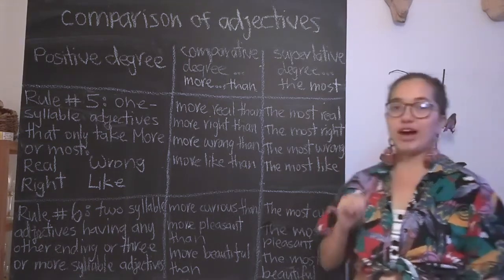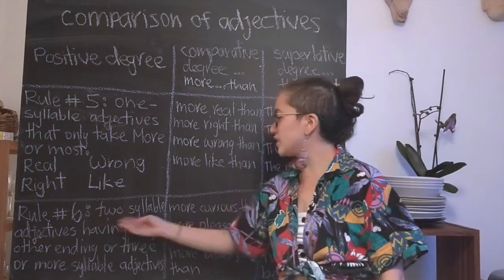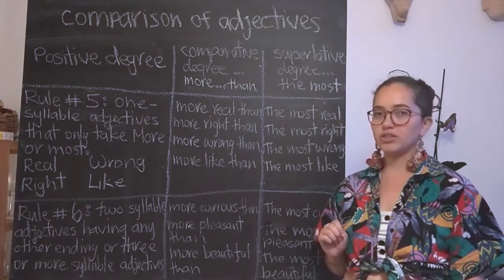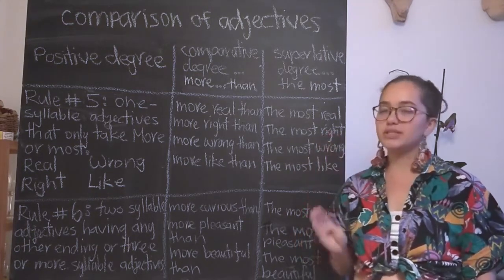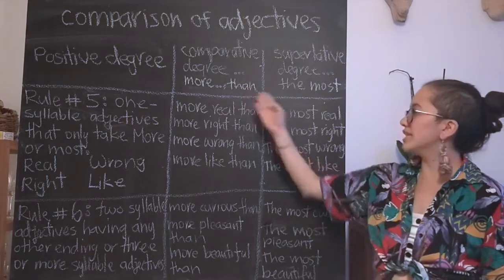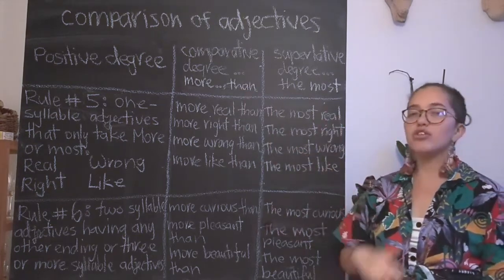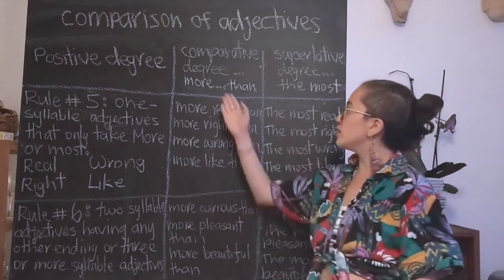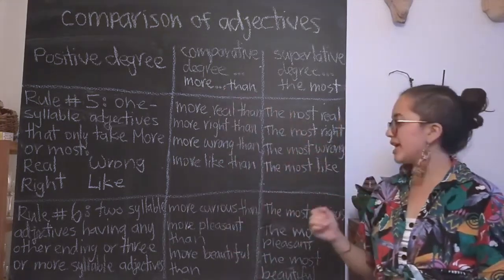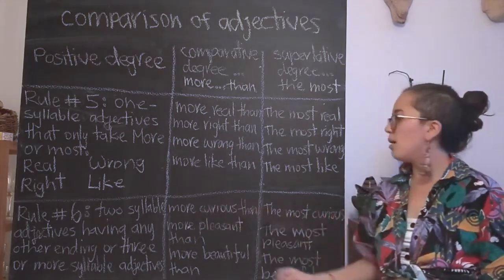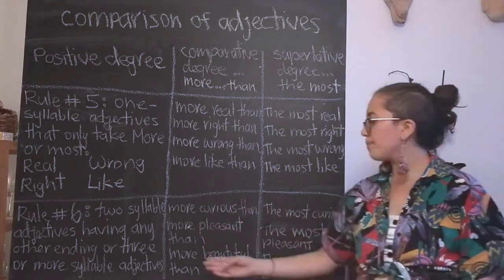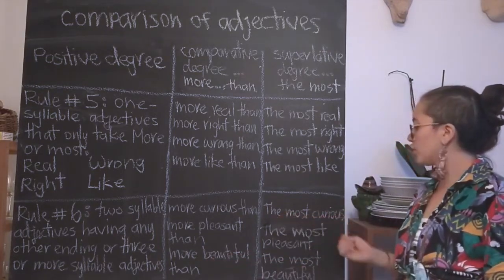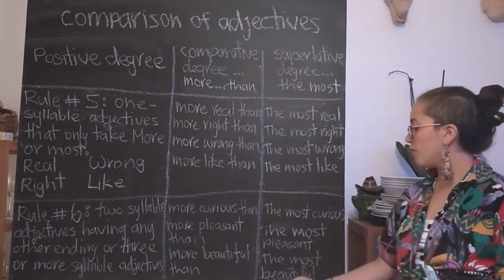Okay, and the final rule is that when two-syllable adjectives have any other ending other than the ones that we discussed, or have 3 or more syllables, then we use this rule. So basically, any other adjective that does not fit in rule number 1 to 5, we use this ending. For example, we would say more curious than, more pleasant than, or more beautiful than. And in the superlative, we would say the most curious, the most pleasant, the most beautiful.